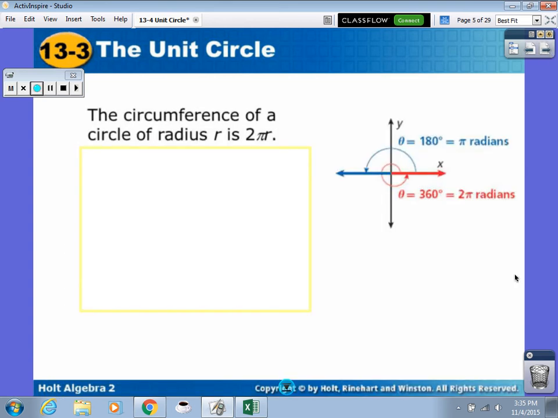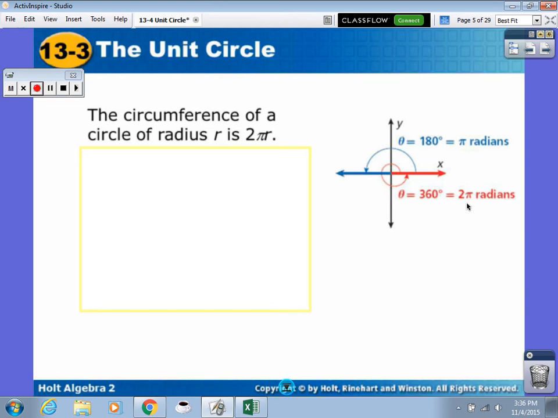When we think about our circle, we know from older geometry classes that the circumference of a circle with the radius equal to r is equal to the formula 2 pi r. If we go only halfway around the circle, we have just a single pi. If we go all the way around the circle, if you're looking at the diagram on the right, 360 degrees is equal to 2 pi radians.